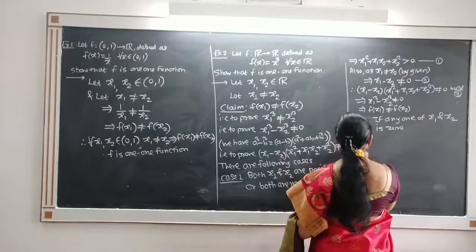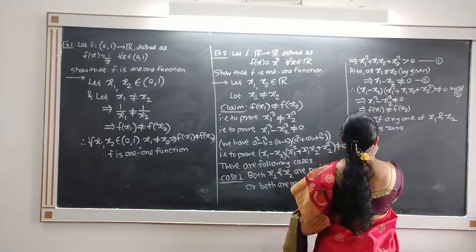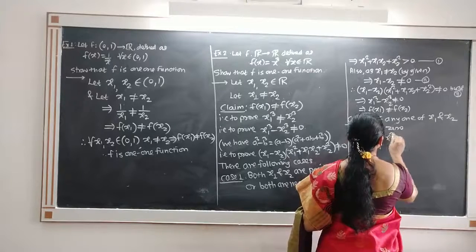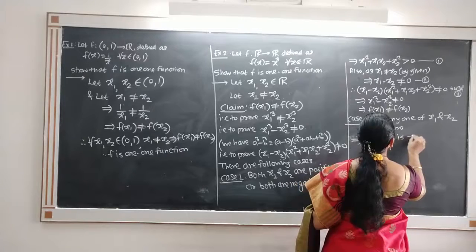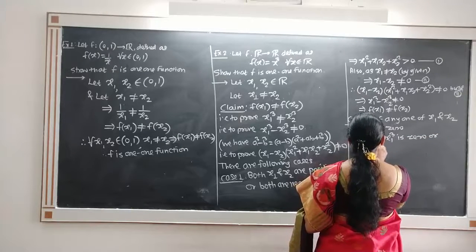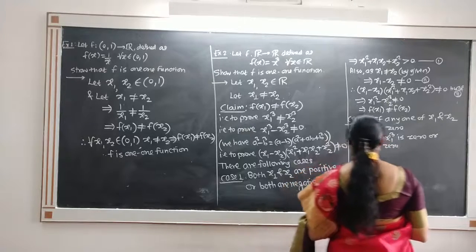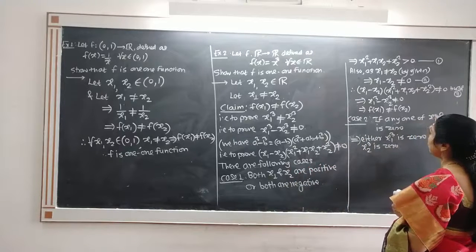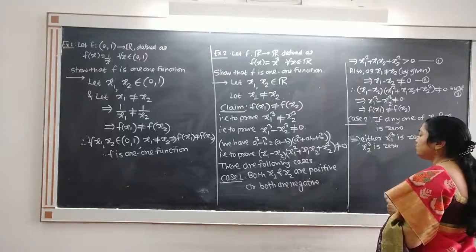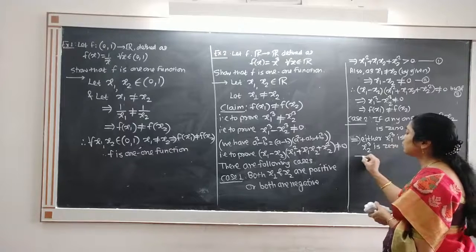So this implies that either x1 cube is 0 or x2 cube is 0, but both cannot be 0 because any one of them is 0. If x1 is 0, x1 cube will be 0, but in that case x2 is non-zero, so obviously x2 cube will be non-zero. So either this is 0 or this is 0.